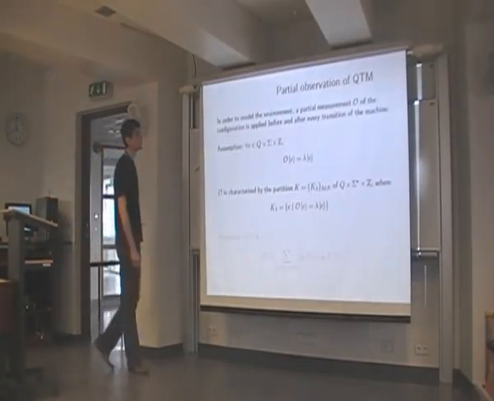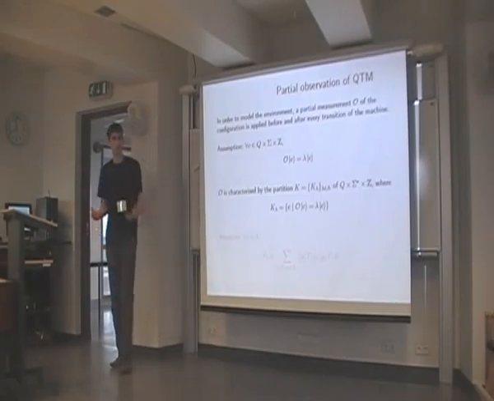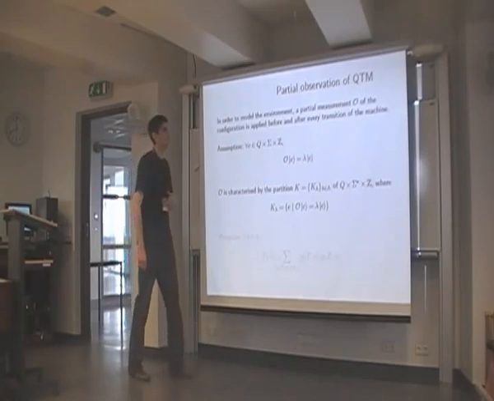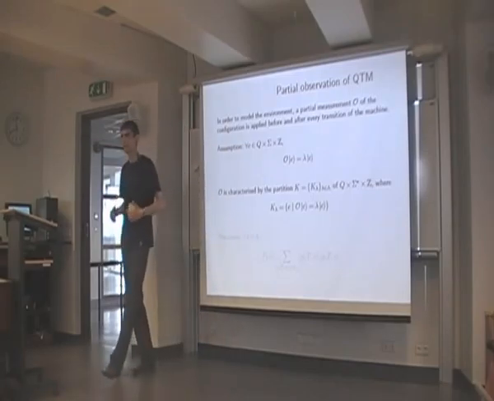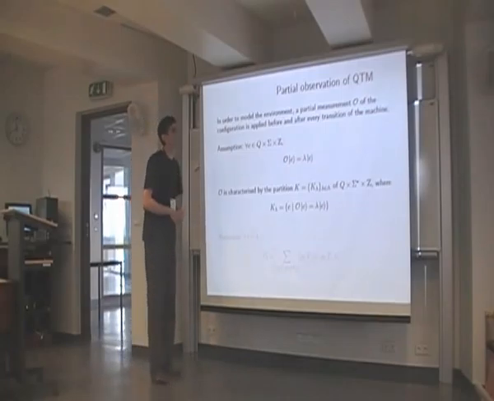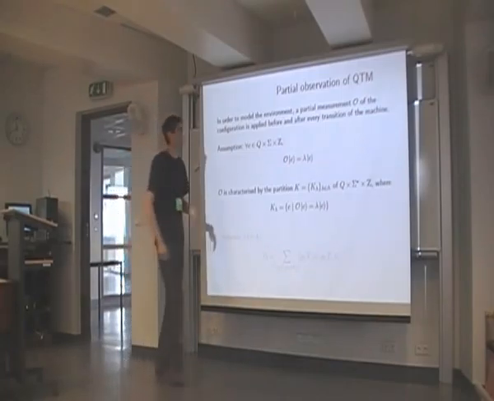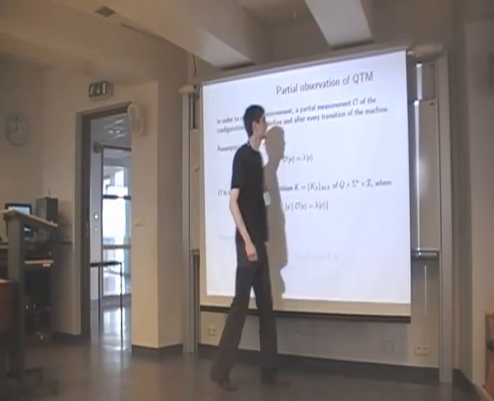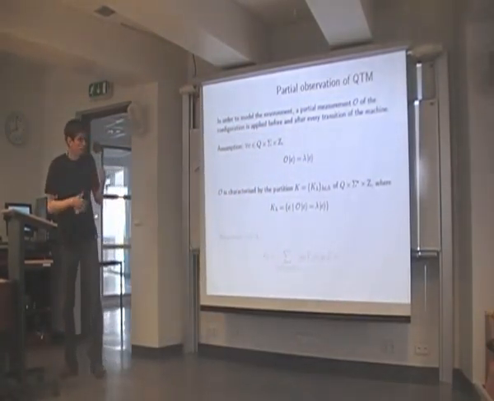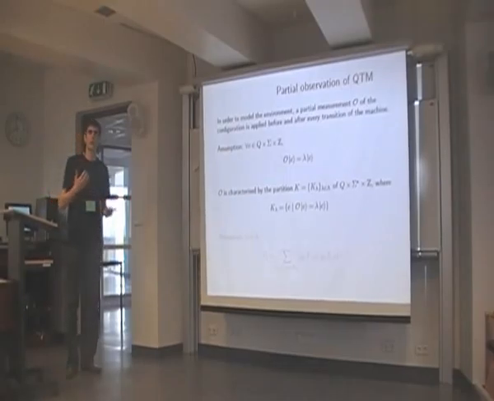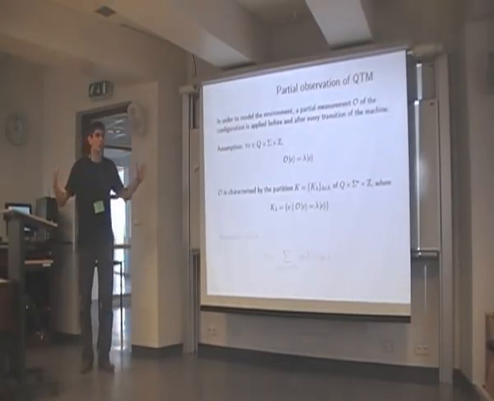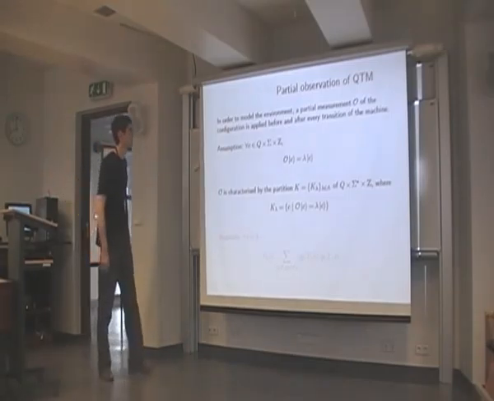So we have to model these interactions between the environment and the machine, and we choose to model it using an observation. Okay? We consider that the environment observes, measures the configuration of the machine according to a partial measurement described by the observable O. And this measurement is applied from time to time. We consider that it's applied before and after every transition. Okay, so the machine is submitted to the observation of the environment.